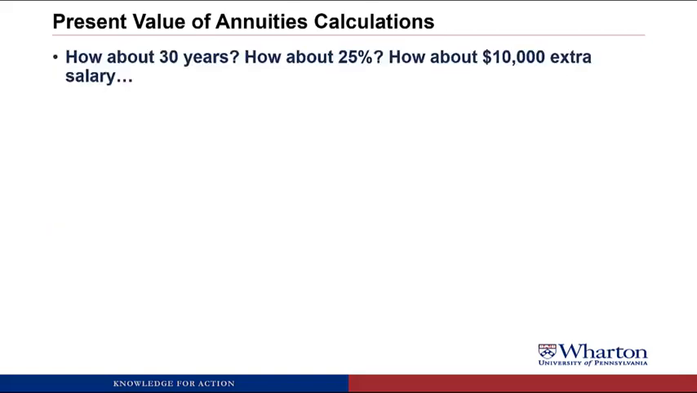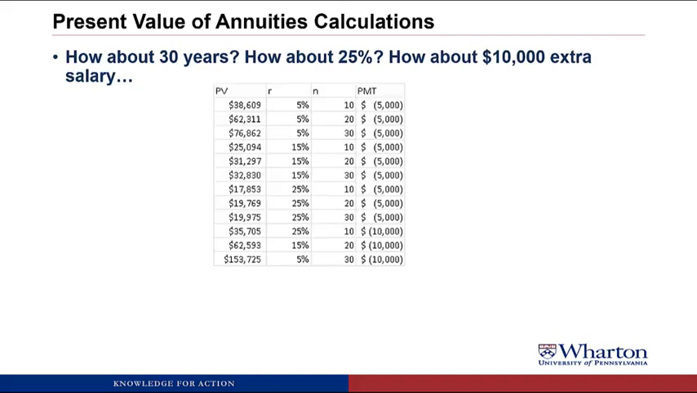Yeah, so let's see how this generalizes and look at things like 30 years or 25% or even a higher payment. So instead of 5,000, you get 10,000 of extra salary. So here's a little sensitivity analysis I did in Excel. And what I want you to look at is, let's first focus on where the inflation rate is the same. So we can look at the 5% at the top. As the number of periods goes up with the same payment, we see that the present value goes up.